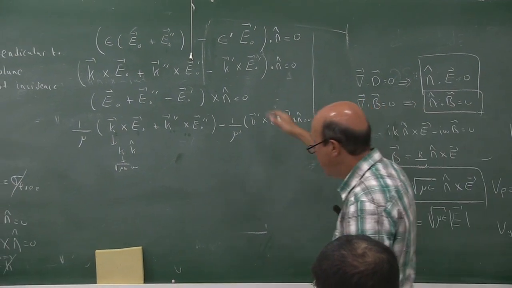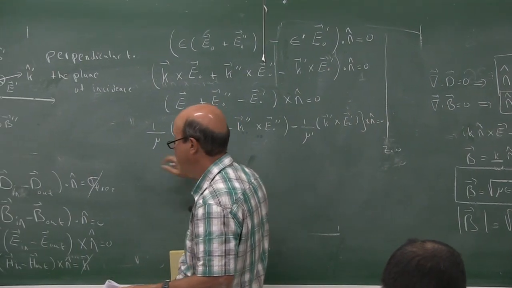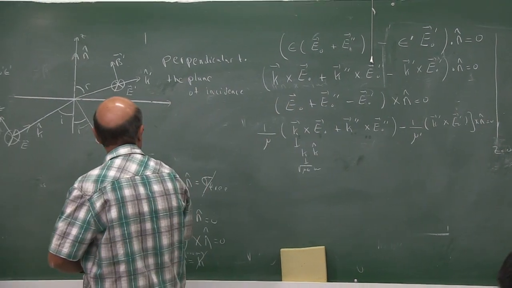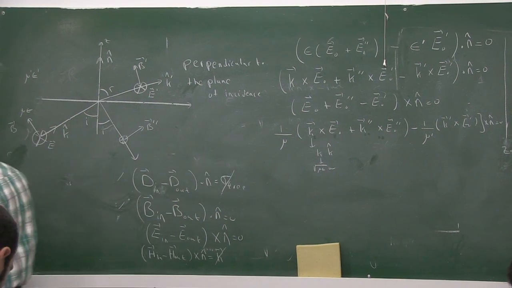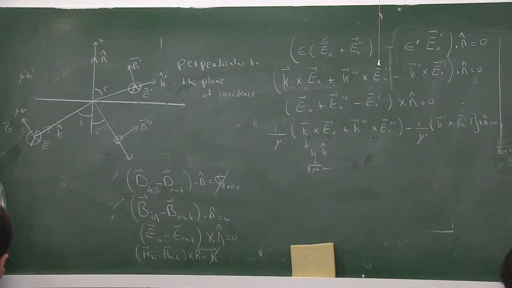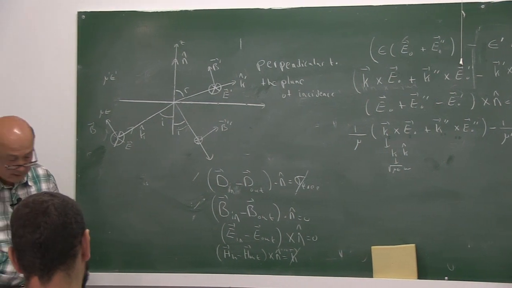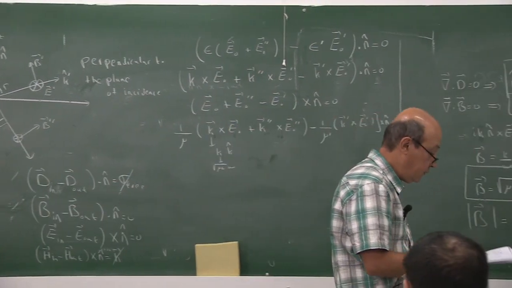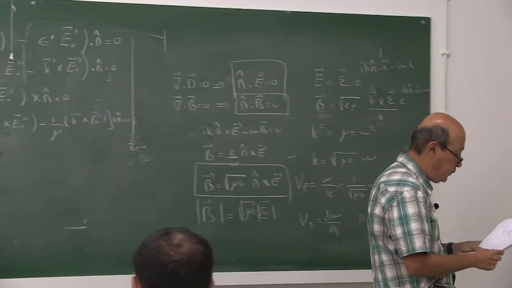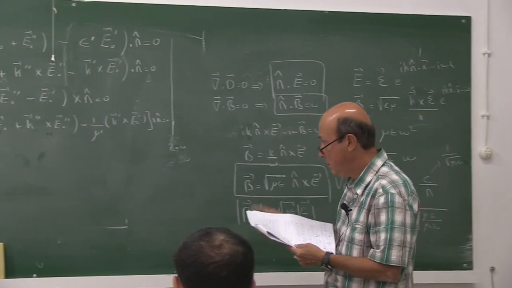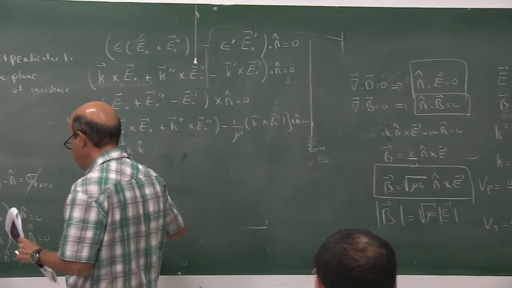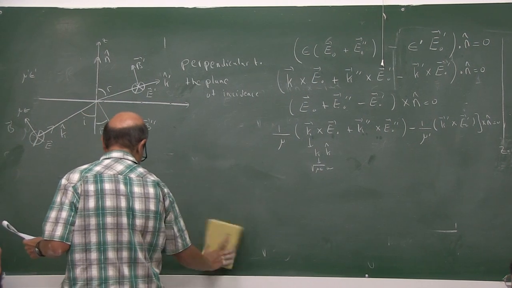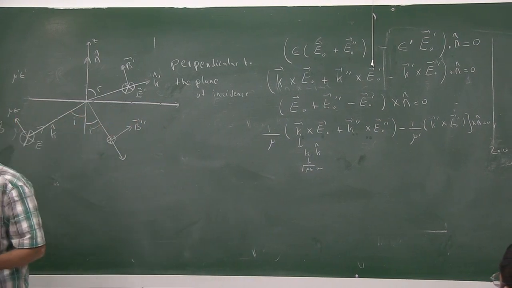So I will not write this in explicit form for the polarization perpendicular to the plane of incidence. You can do this as an exercise, mainly homework. The result is in your book, Jackson. Instead, I will study the other polarization mode, and I will write the boundary conditions in a practical form for the other mode, because the other mode has an interesting consequence.